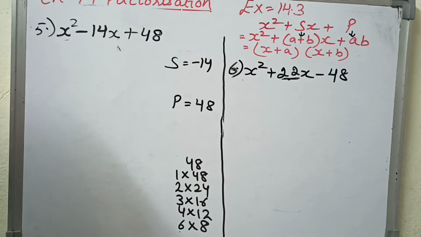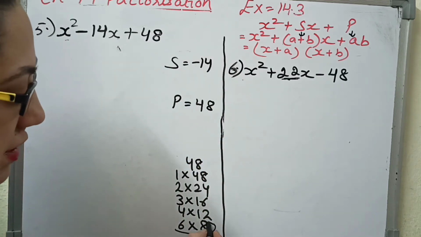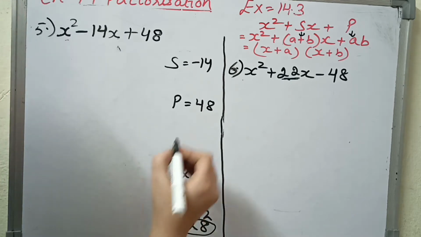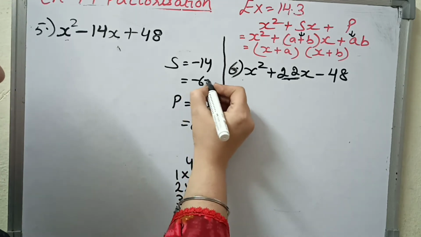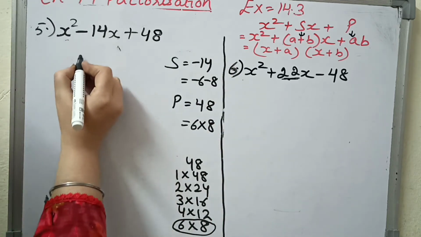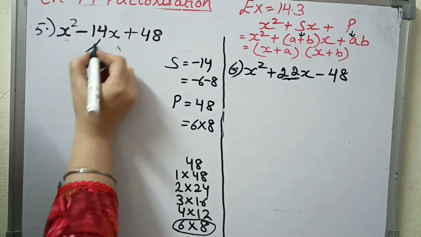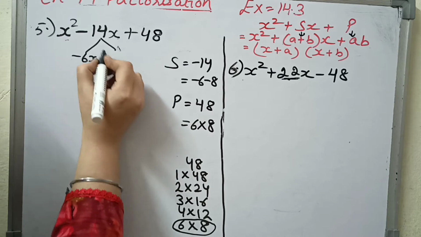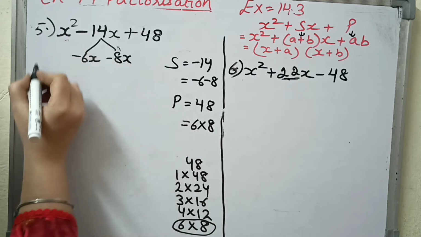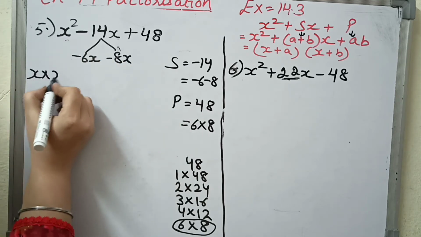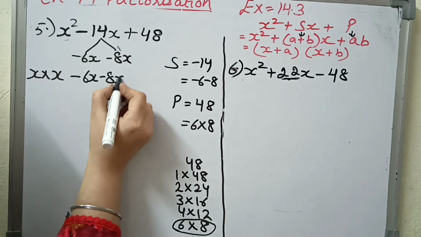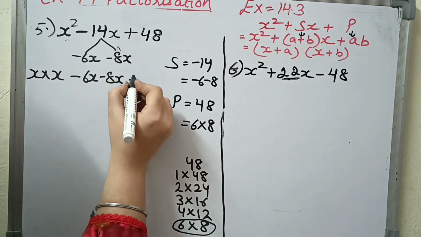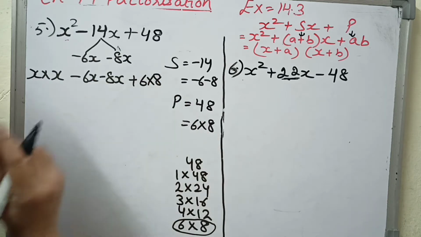But we choose only that factor which gives us 14, and in the last factor 6 into 8, when we multiply we get 48 and when we add we get minus 14. So I separate it: minus 6x and minus 8x. Now write down x square, x into x, minus 14x, minus 6x minus 8x, 48 is 6 into 8.